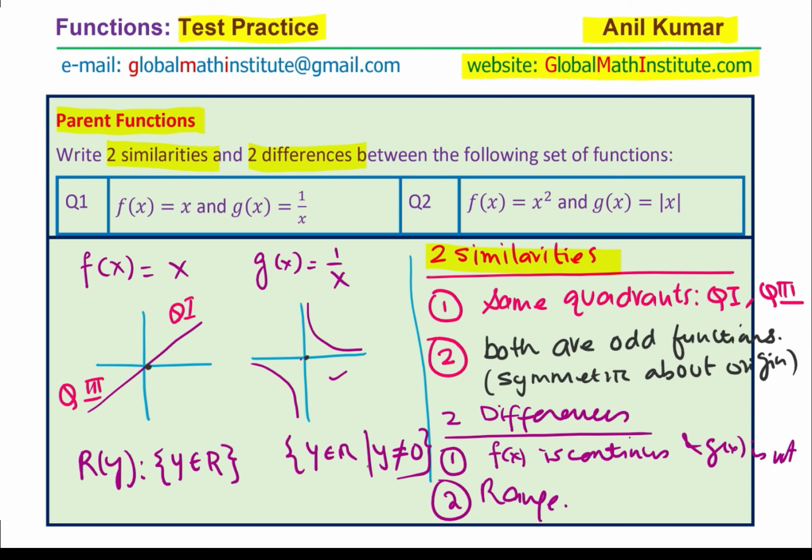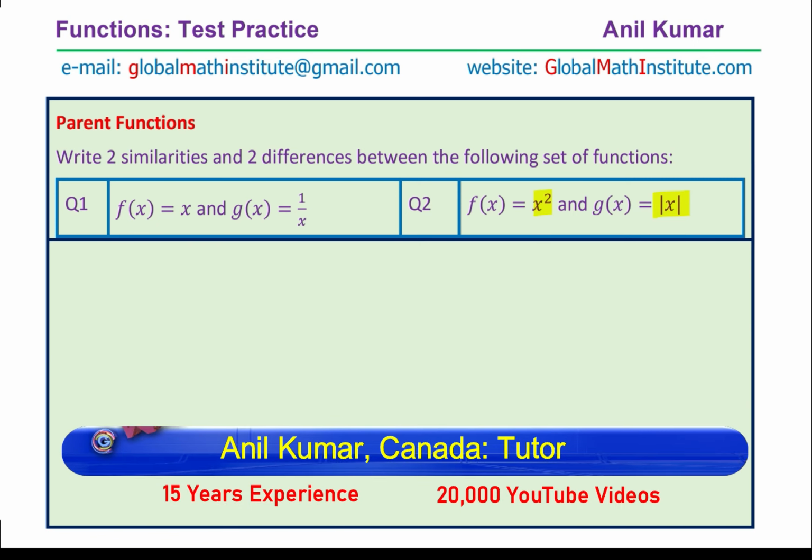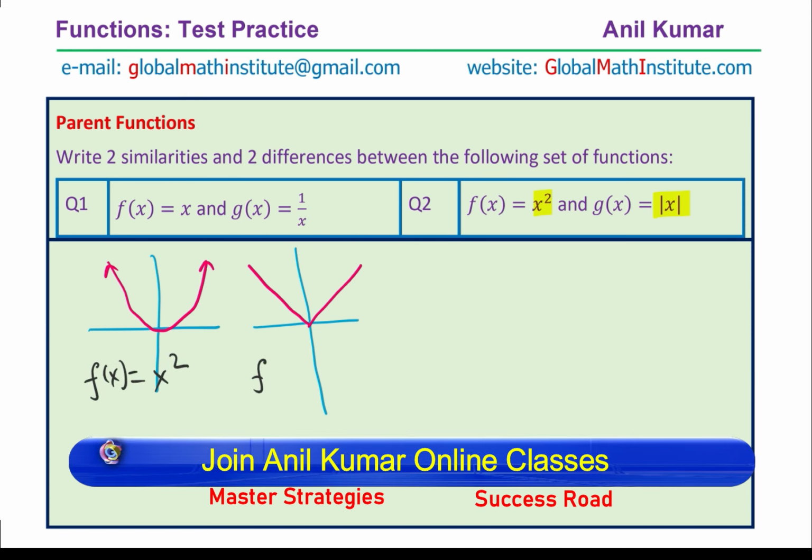Now let's look into question number 2. In question number 2, we are given the functions x squared and absolute value of x. These two functions are very similar, and therefore finding a difference is very difficult. That is where it comes up, right? So we have y equals x squared, which is a parabola, and absolute value of x. So this is your f of x equals x squared, and here we have g of x equals absolute value of x.